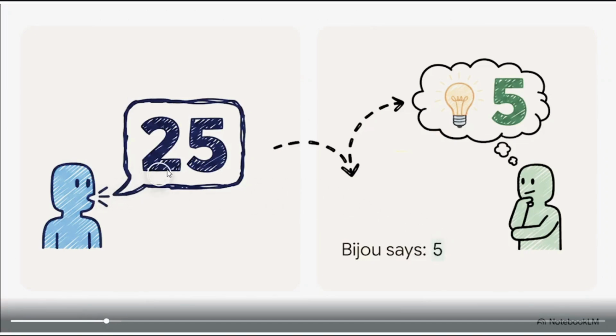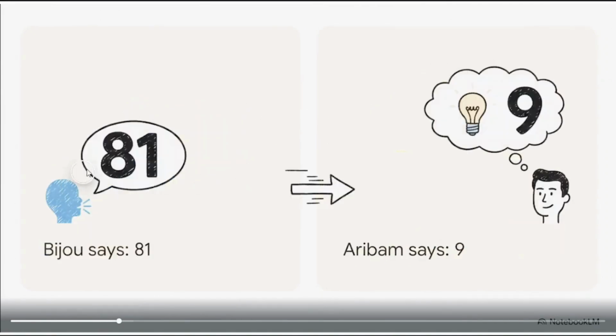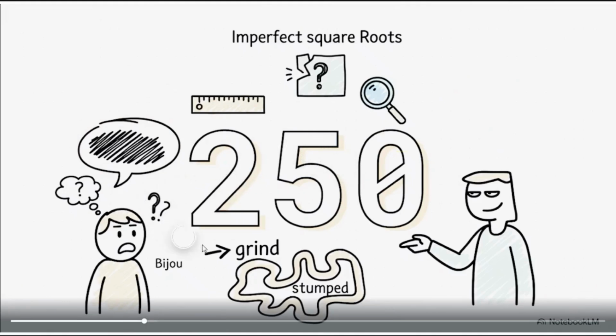Okay, so Arabam kicks things off. He says 25, and Bijou, without even blinking, comes right back with 5. Easy enough, right? Then it's Bijou's turn. She throws out 81, and Arabam quickly volleys back with 9. They're both really sharp and know their perfect squares. The game is flowing, it's fast. But then Arabam hits her with this, 250, and just like that, the game screeches to a halt.